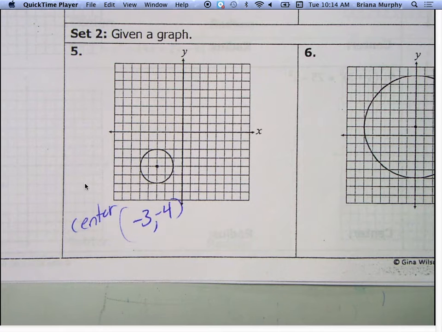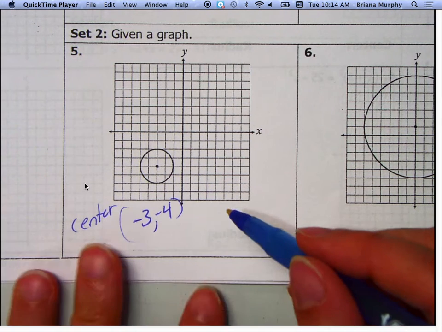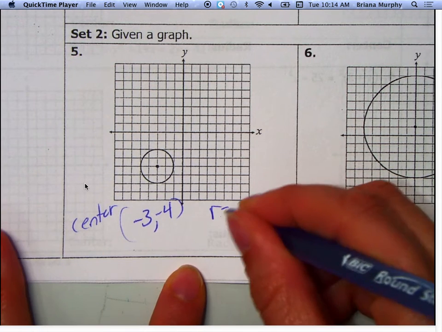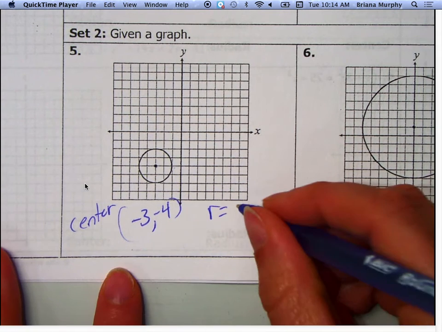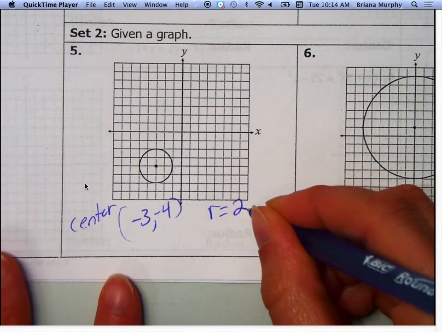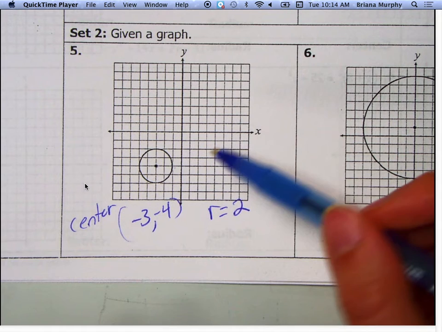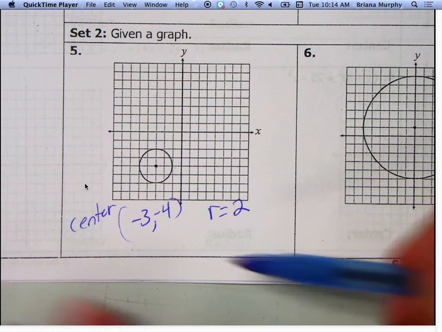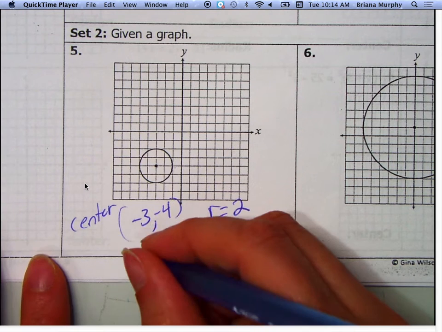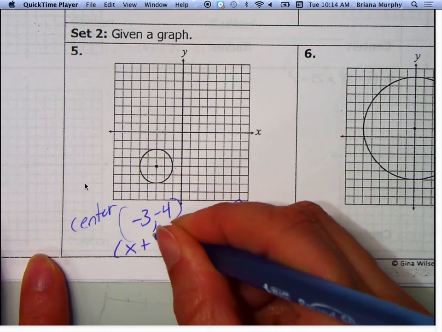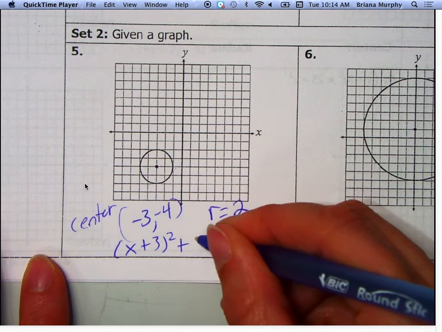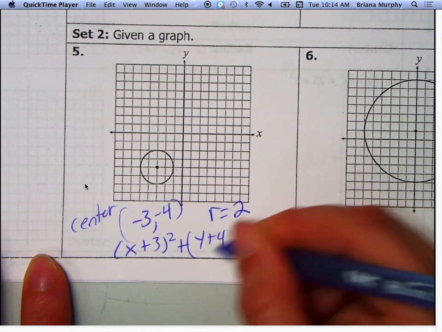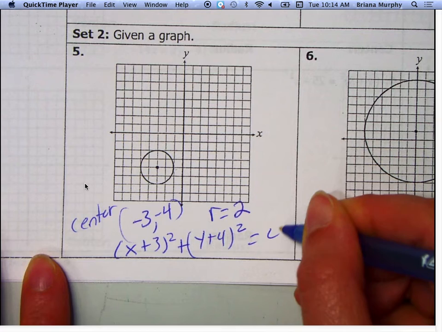Okay? Now, my radius is what? 1, 2. So, okay, do you see the center? Do you see the radius? Where they come in? So the equation then is just x plus 3 squared plus y plus 4 squared equals 4.